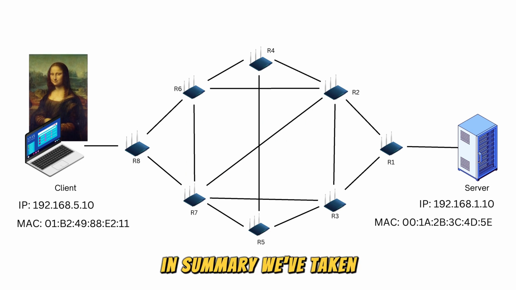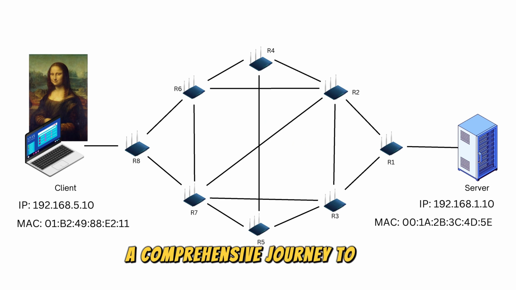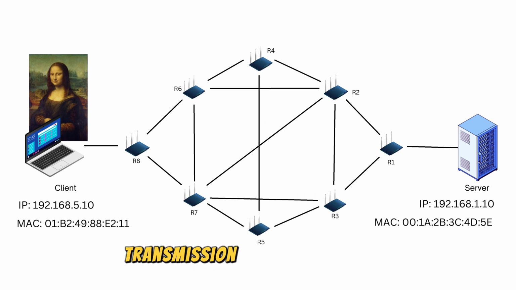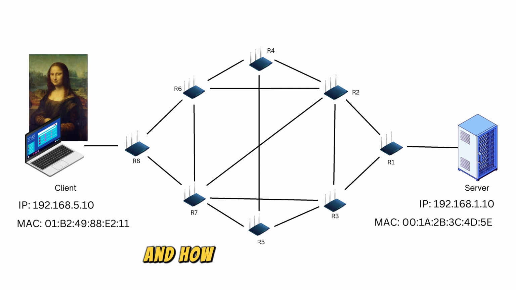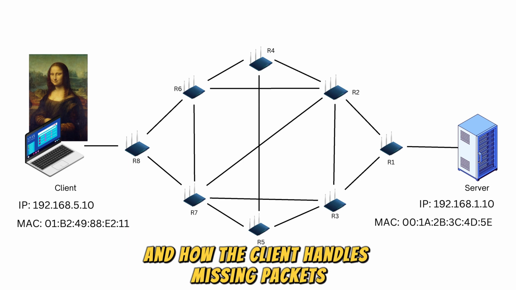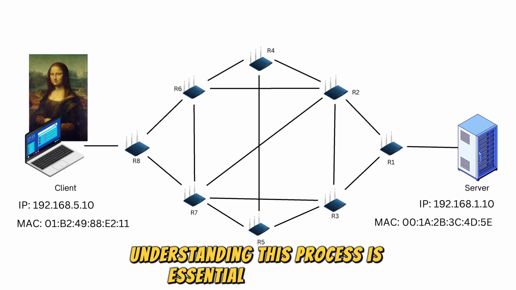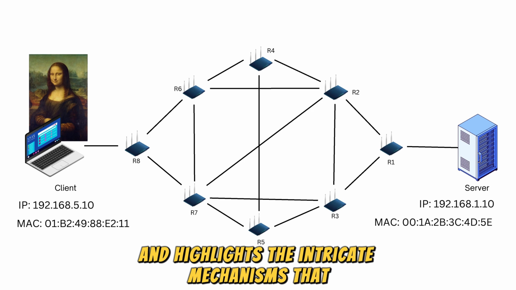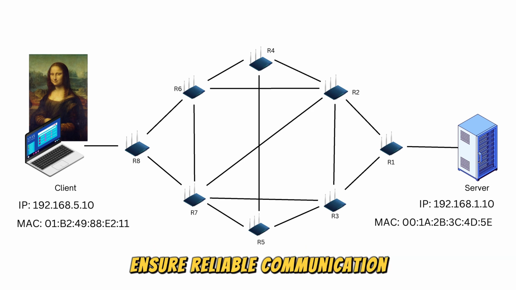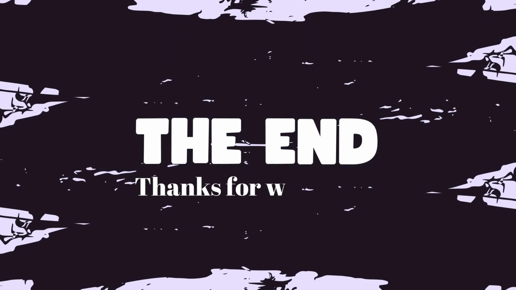In summary, we've taken a comprehensive journey through the various stages of data transmission from a client to a server. We explored the roles of TCP, ARP, and routers, and how the client handles missing packets. Understanding this process is essential for grasping how data communication occurs over networks, and it highlights the intricate mechanisms that ensure reliable communication. Thanks for watching.